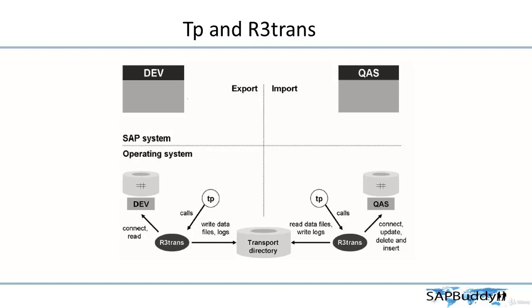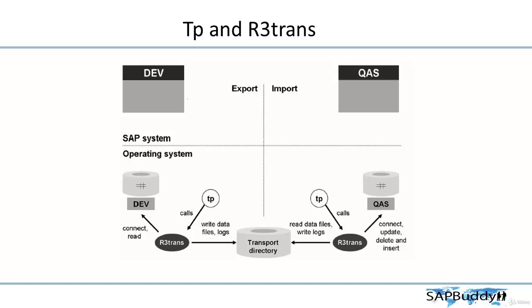So from the SAP system, TP will trigger R3trans, and it will do the export or the import. For example, in the development system, once you release the TRs, it will trigger TP. You can see the TP command being executed in the taskbar at the bottom. TP in turn will call R3trans, it will start the extraction and put the files in the directory.